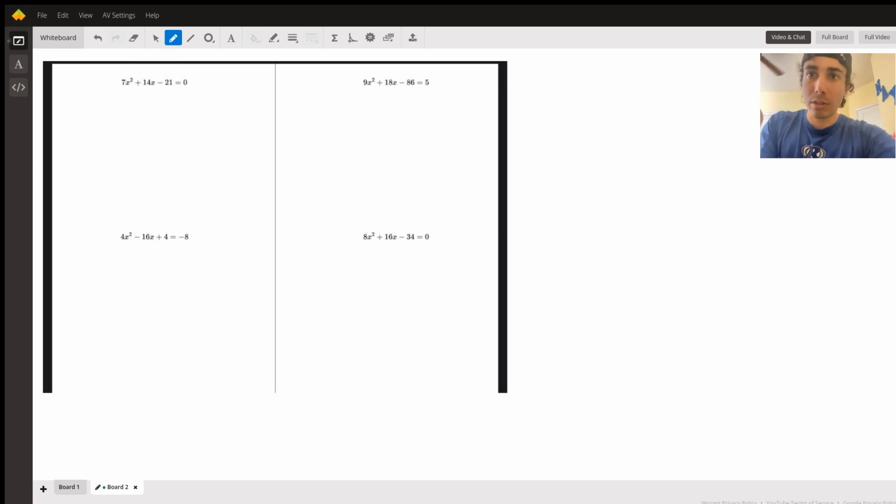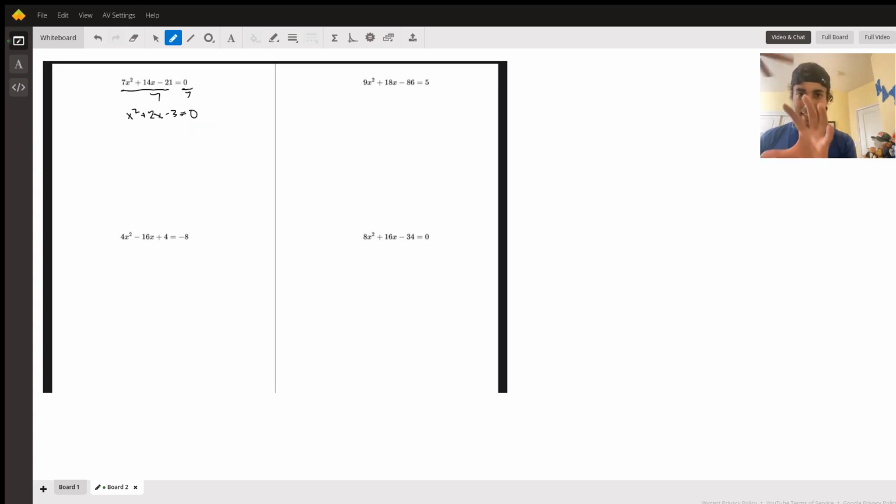Divide it all the way through on both sides. So we're going to divide both sides by 7. It's going to give me 1x squared plus 14x divided by 7 is 2x. Negative 21 divided by 7 is negative 3. 0 divided by 7 is 0.